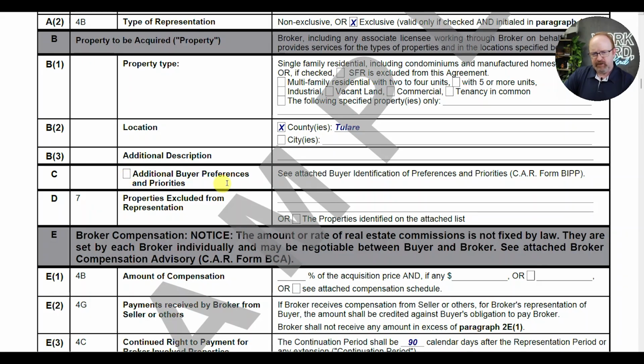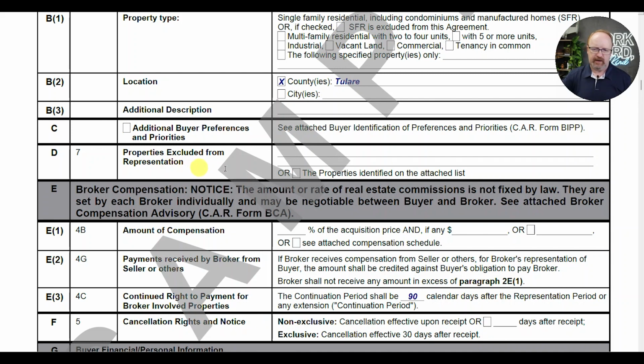There is an opportunity for the buyer to complete a BIPP form, which talks a little bit more about their preferences and priorities. So you can check that box and help the buyer fill that form out. If there's any properties that are going to be excluded from this agreement, so let's say they've already seen a property with another agent, non-exclusive, a month ago, and that's still on their radar, you may want to put that property here. That'll exclude it from this representation.